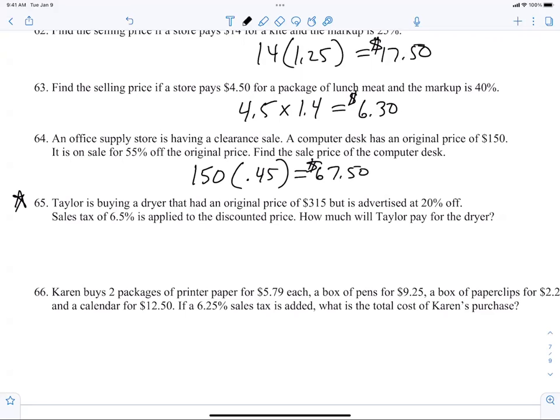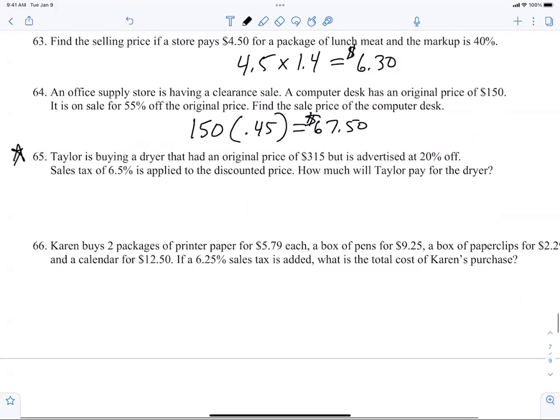All right, so 65, I already put a star by because that's on the test tomorrow for sure. I like this one a lot. All right, you need a total bill here. So what do I have to do first? What do I do, Aiden? You're going to buy a dryer. It says 315, but you get 20% off. So what do I have to do with that?